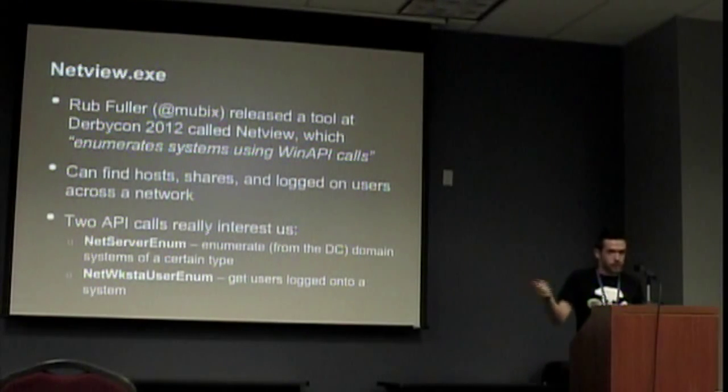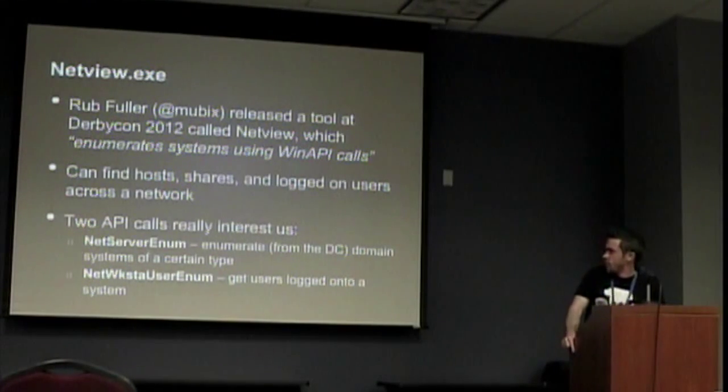The Veil PowerView, recently released, does a lot of the same functionality in PowerShell. It has options to be a little more stealthy. But two of the API calls that Rob uses really interest us. Again, I'm going to be done with just a couple of slides, and then I'll try to bring it back around. This NetServerEnum system call will enumerate from the domain controller all the systems of a particular type. You can run this and it'll give you every single box on the network back.